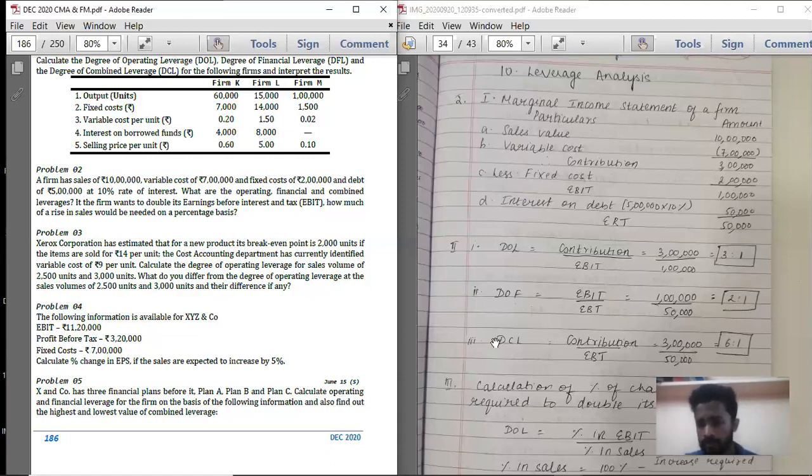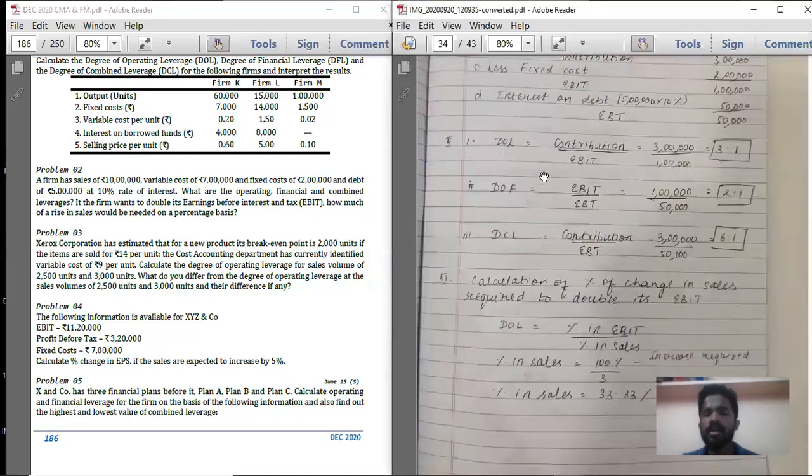2:1. Below that, point number 3, degree of combined leverage. DCL is equal to contribution divided by EBT, because it combines both. Contribution divided by EBT is equal to 3 lakhs divided by 50,000, which is equal to 6:1. With this, we have found all the three leverages. Very easy.